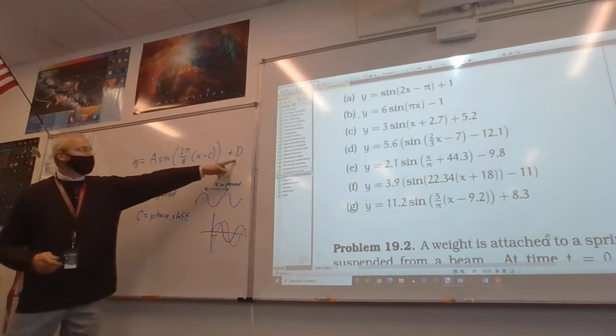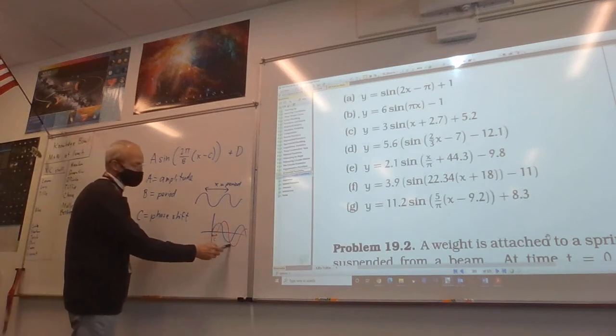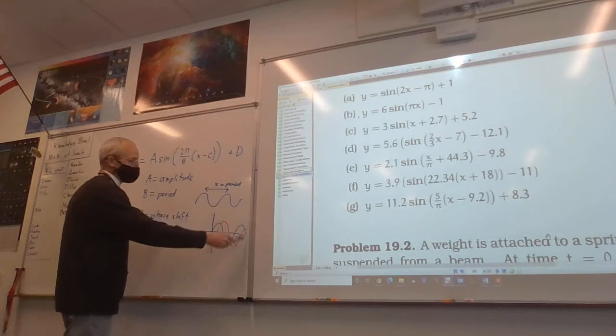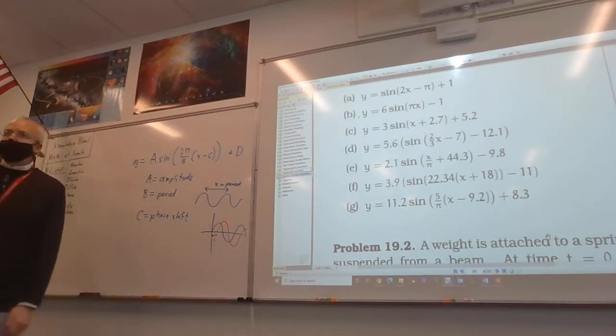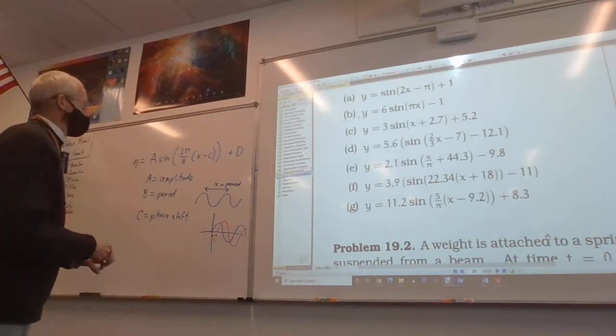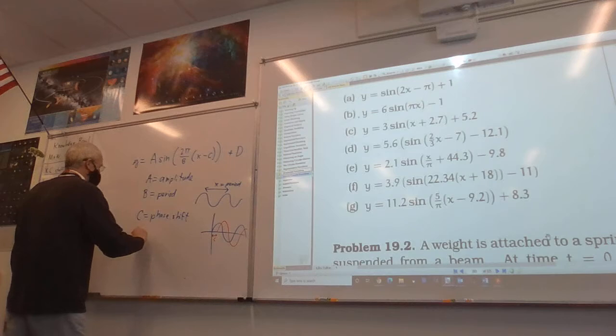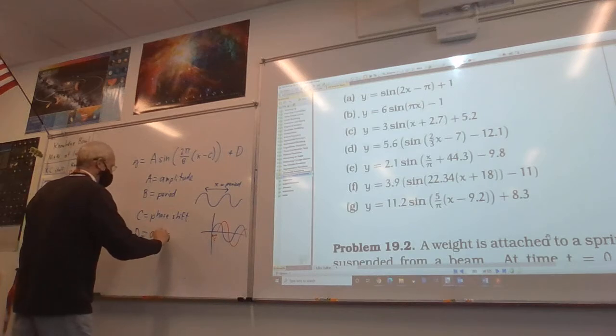And then D is the average. Normally the average is 0. If you don't put a D, the average is 0, because it goes up from 0 and down below 0. We go around 0. Sine waves go from 1 to -1, which is an average of 0. But if you don't want the average to be 0, you add something to it. So D is the average value of your wave.